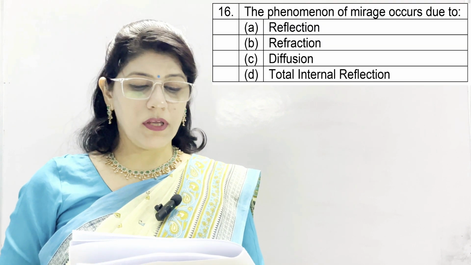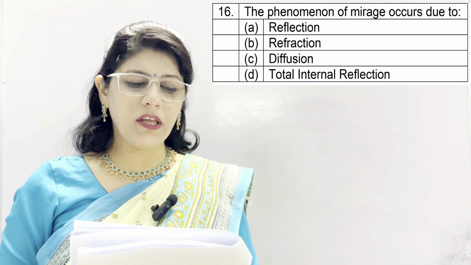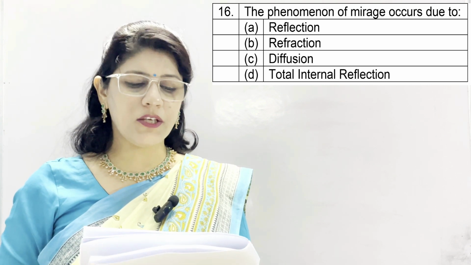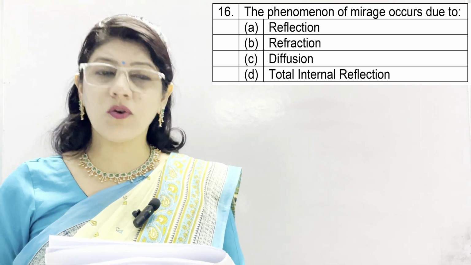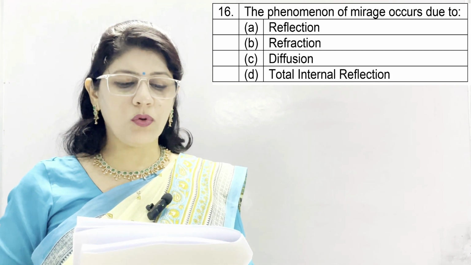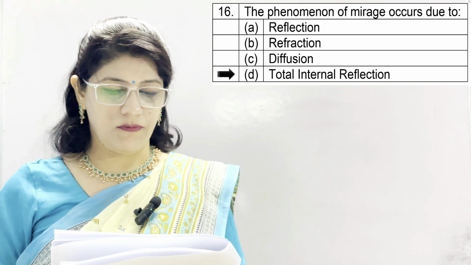In question number 16, the phenomena of mirage occurs due to A option reflection, B refraction, C diffusion, and D total internal reflection. We have observed this phenomena in deserts on a hot sunny day, and we know the cause behind mirage is total internal reflection.